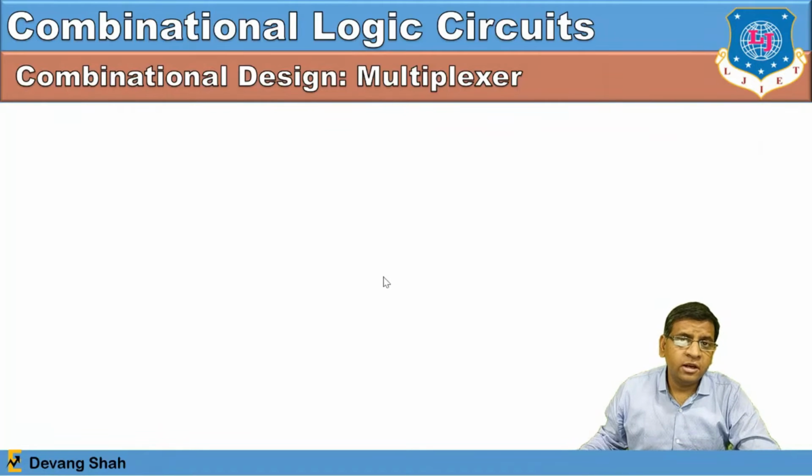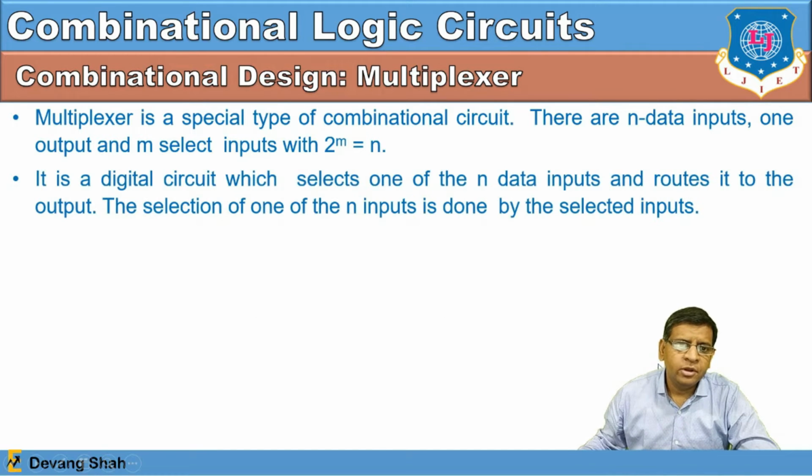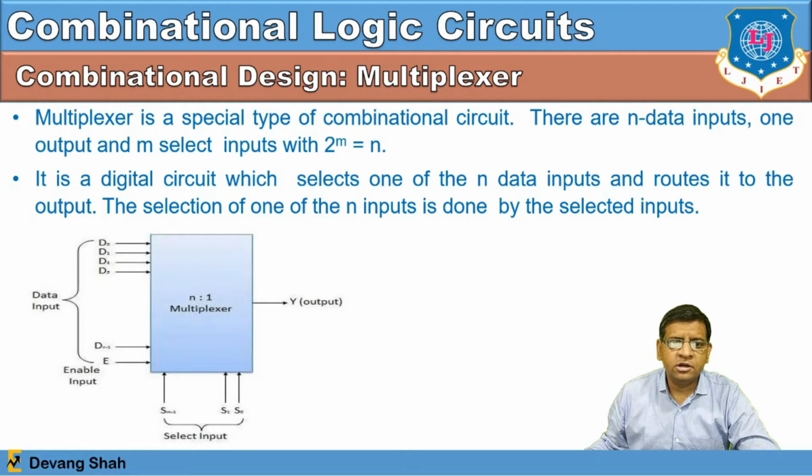Multiplexer is again a part of combinational design, a special type of combinational circuit. There are n inputs and a single output, having selection lines of m. It is a digital circuit which selects one of the n data inputs and routes it to the output, just like channel selection. Selection of one of the n inputs is done by the select lines. You can see in this block diagram n input lines and these selection lines, so that is 2 raised to m cross 1. The output is always 1.